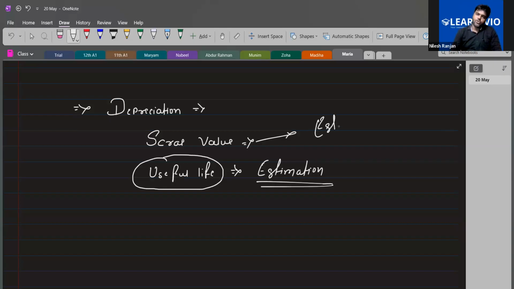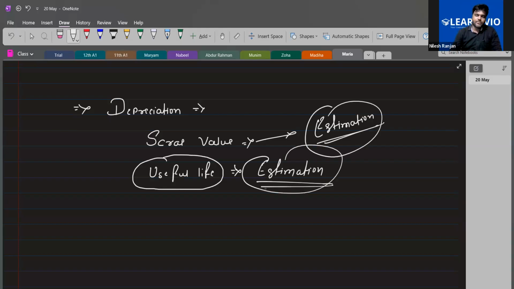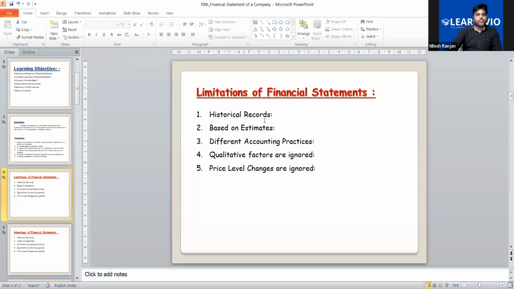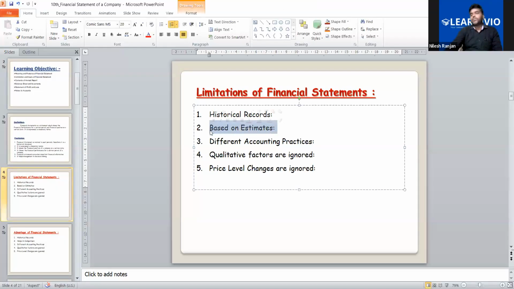So scrap value is also an estimation. So on these two estimation bases, we calculate depreciation. Yes or no? Yes. So it means depreciation is also based on estimation. It is not the real value we are depreciating. It is just an estimation, and an estimation can be incorrect also. So that's why this is also a limitation.